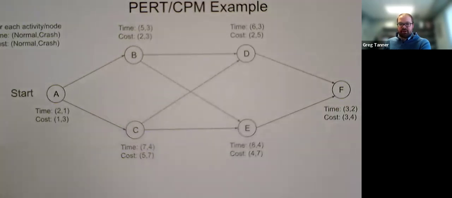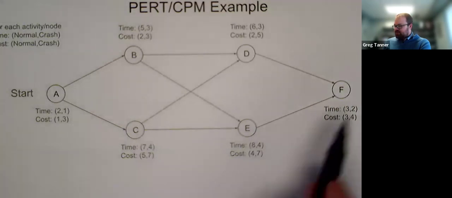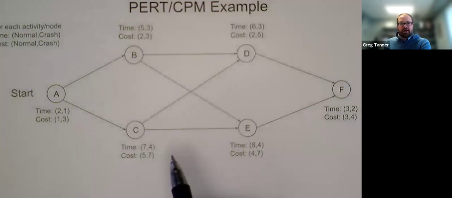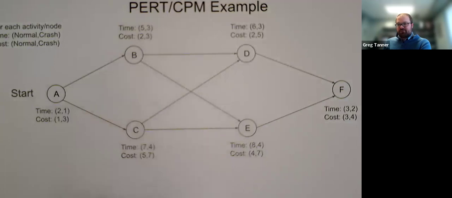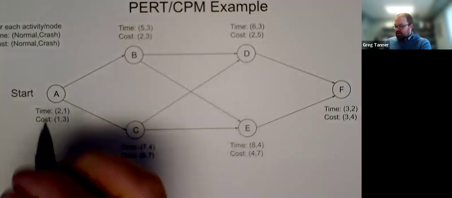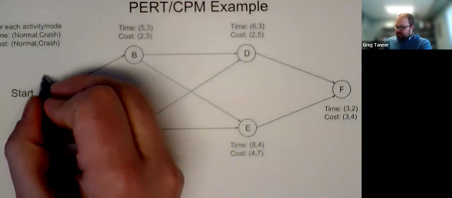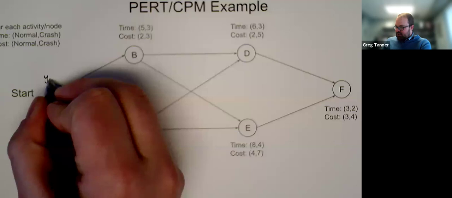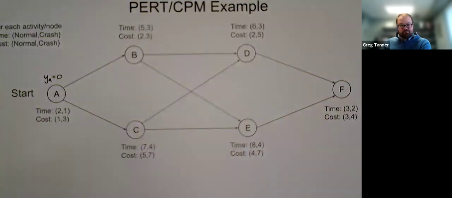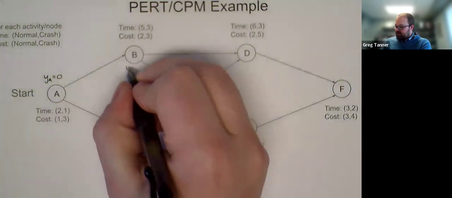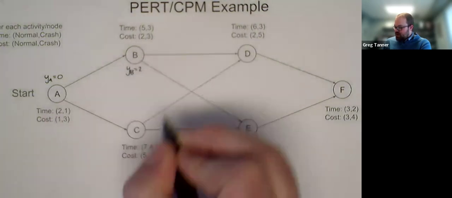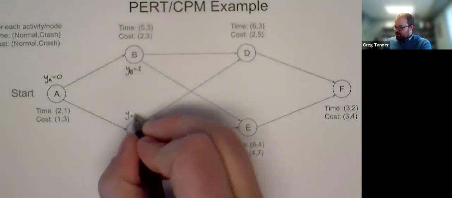Okay, and so looking at things, let's actually maybe do this one kind of for the normal time by hand. And so I'll create variables for when an activity can start. And so activity A is at the start. And so I'll say YA, which is when I can start activity A, equals 0. Activity A under normal time is finished at time 2. And so once it's time 2, then I can start activity B. And so YB equals 2. And I can also start activity C. So YC equals 2.